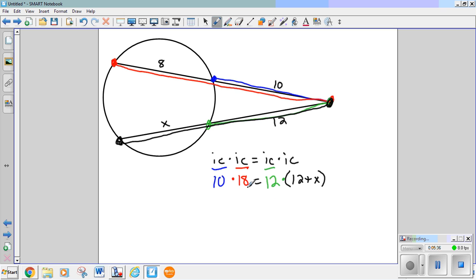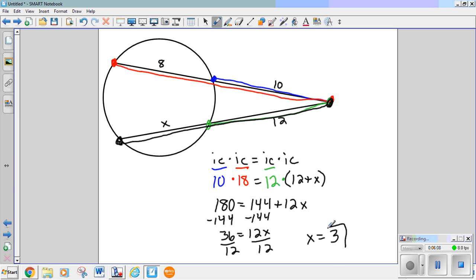Now solve. 10 times 18 is 180. Distribute here. 12 times 12 is 144. And 12 times x is 12x. Subtract 144 from each side. And 36 equals 12x. Divide both sides by 12. And your final answer, x equals 3.